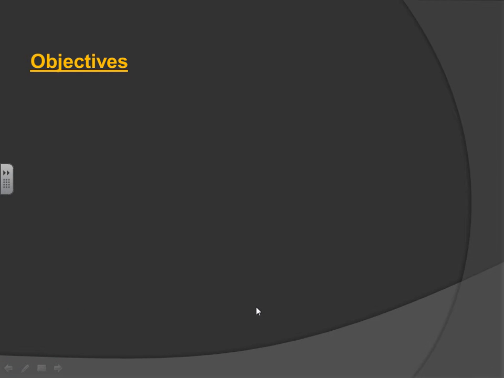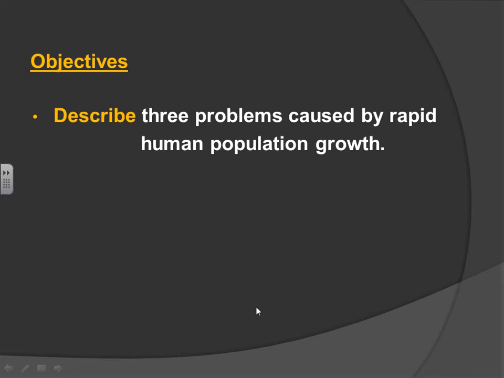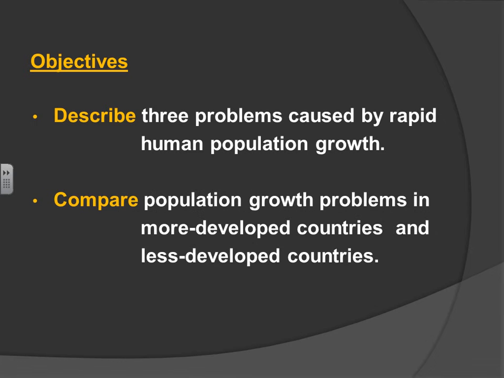Okay, in this section, we're going to be looking at what are some of the main problems that are caused by rapid human population growth. And we're also going to do a comparison of how population problems are different and alike in developed countries and in less developed countries. Before we start, I want us to look at a couple of facts.